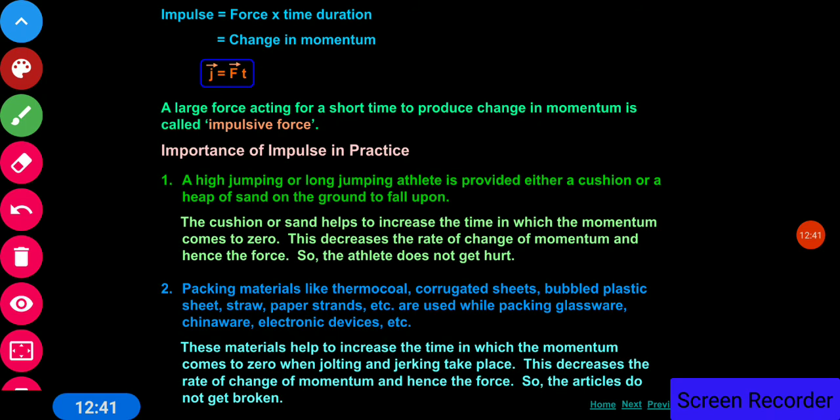You know that J is equal to F into t is equal to change in momentum. If the impulsive force is acting for a short time and the time duration is increased, then because the change in momentum is constant, F will decrease. So here we are increasing the time duration, and as a result the impulsive force F is decreasing, so that the article does not get broken, or the athlete who is doing high jumping will not get hurt.